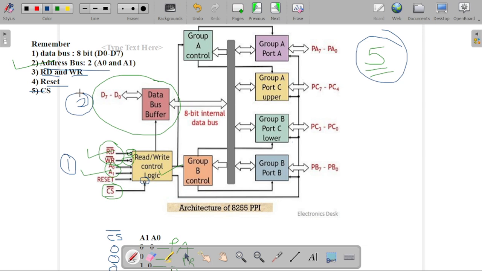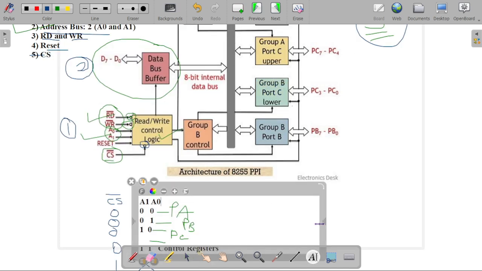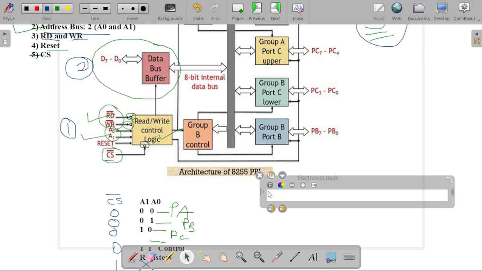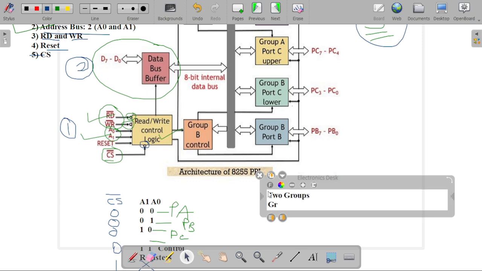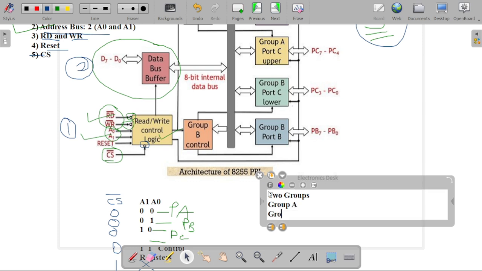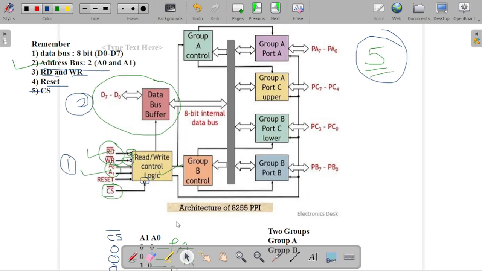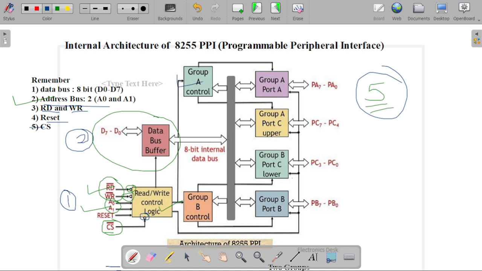Now we are done with the address bus, data bus, and read-write control logic. Now we have to move on to the groups of our 8255 processor. There are two groups available in the 8255 architecture, group A and group B. Check the diagram: this is our group A and this is our group B.